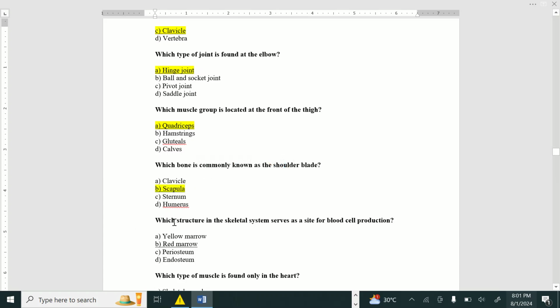The next MCQ is: which structure in the skeletal system serves as a site for blood cell production? A. Yellow marrow, B. Red marrow, C. Periosteum, and D. Endosteum. So the correct option is B.